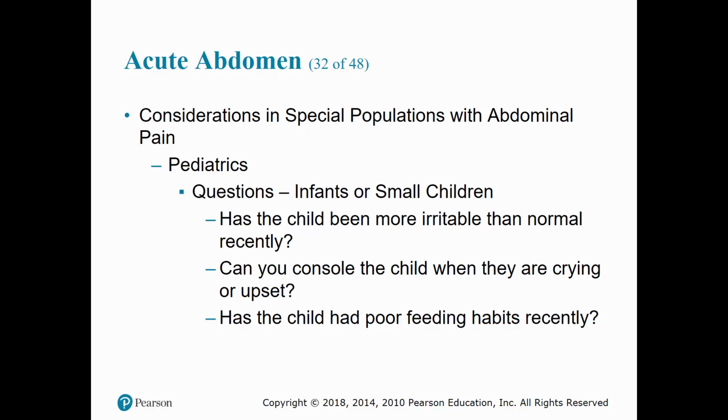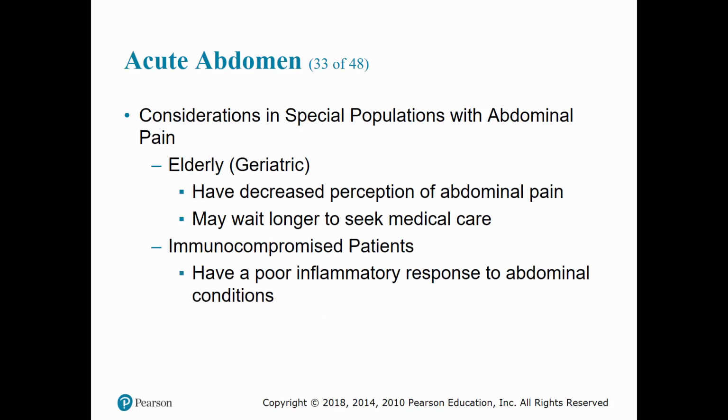Looking at the geriatric patient population, they have a decreased perception of abdominal pain, and they may wait longer to seek medical care for whatever reason. Immunocompromised patients have a poor inflammatory response to abdominal conditions. When conducting a history on immunocompromised patients, it is important to ask about fever, vomiting, diarrhea, similar episodes in the past, and any recent changes in medications or treatment. Be sure to ask any transplant surgery patient about the date and location of the surgery.